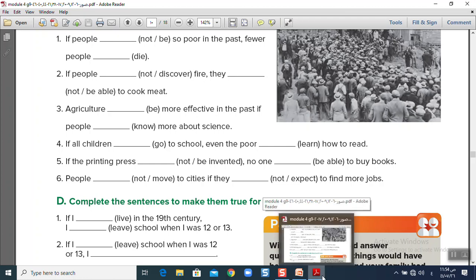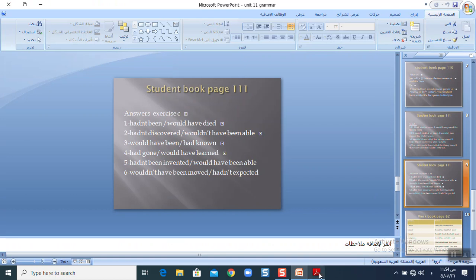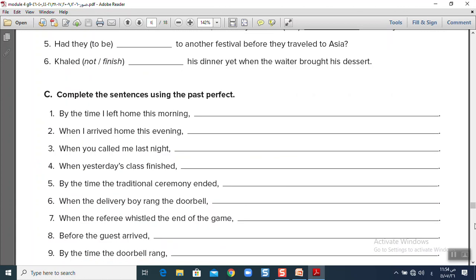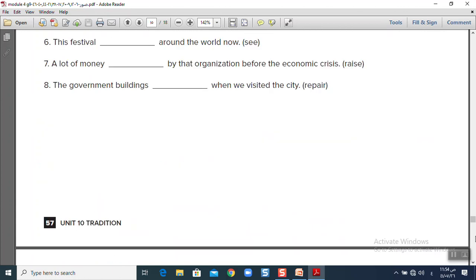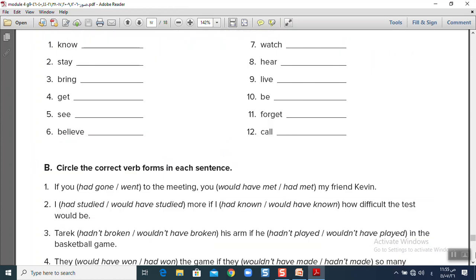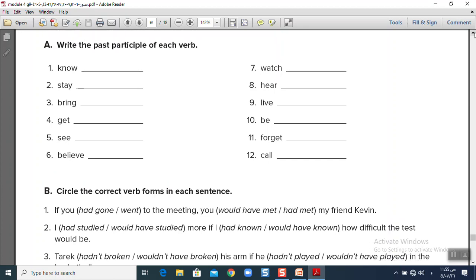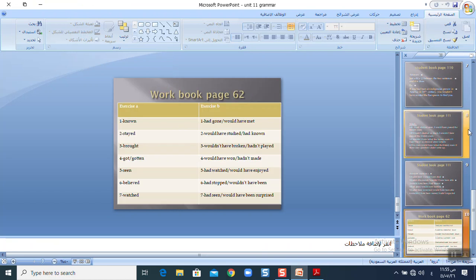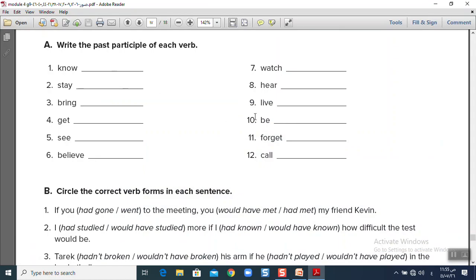Now let's take a look at the workbook. Be patient, please. Don't talk, I can't see you. Good. Exercise number 1. Write the past participle of each verb. No, let me check answers first. It's found, of course. Okay? These are the answers.